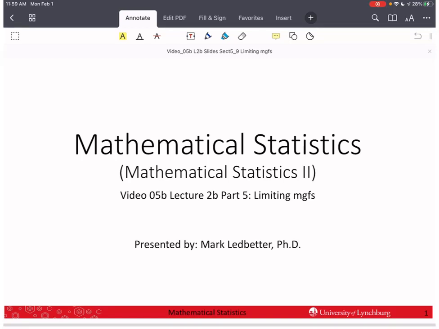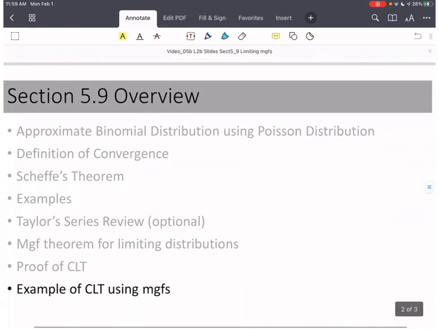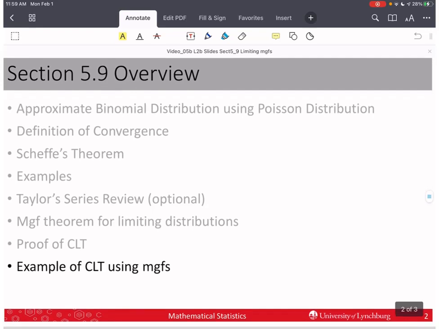This is the last video in this section for finding limiting distributions using moment generating functions. We're going to call this video 5B. In the last video, we went over the proof of the central limit theorem, and we're going to use some of the techniques from that in the examples for this section. So it's very important that you understood the proof of the central limit theorem. If not, you need to go back and review it. Otherwise, the examples in this video may not make that much sense to you.